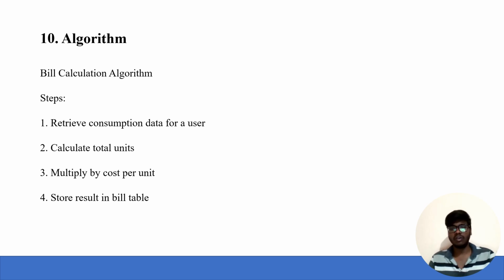Then here we have the algorithm that the bill calculation basically depends on. We retrieve consumption data from the user, calculate the total units, then multiply by the cost per unit, and then store the result in the bill table. Here we can see we retrieve the data from the user, calculate the total units, multiply the total units with the cost, and then store the result in the table.